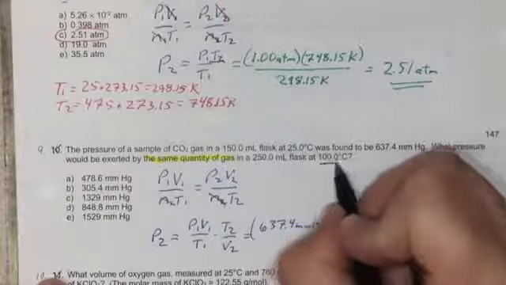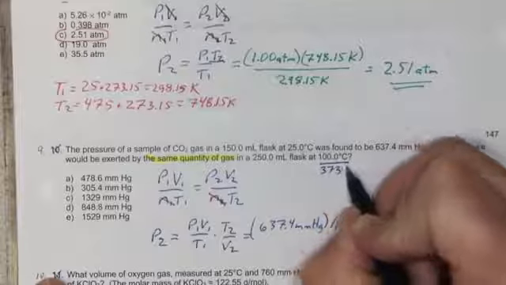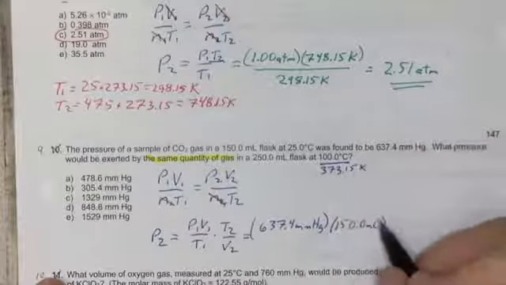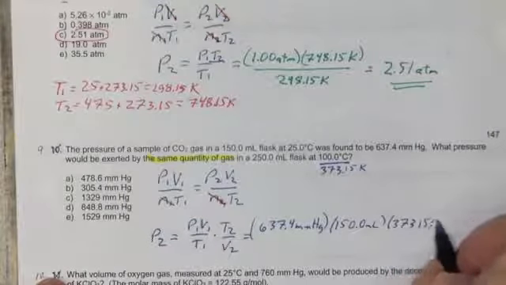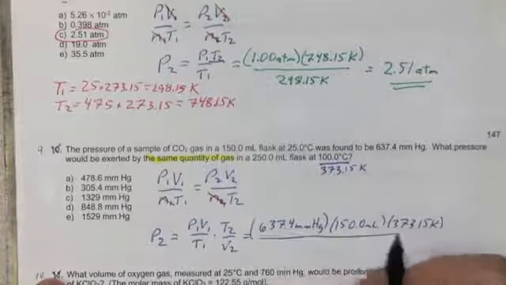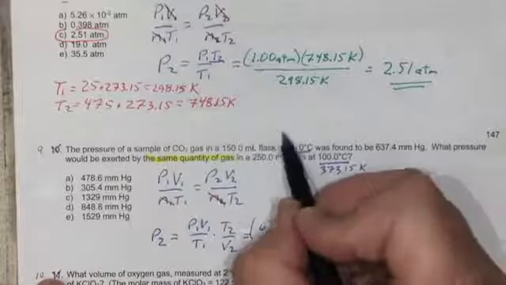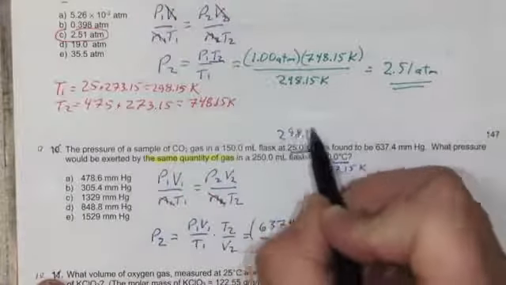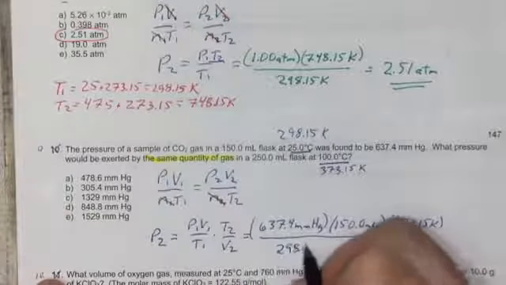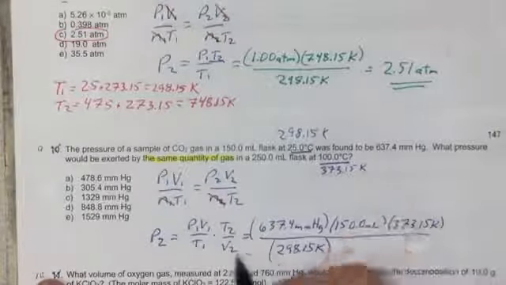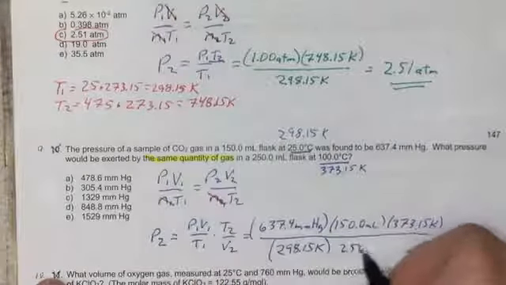Now, what do we always have to do with temperature? We've got to convert it to Kelvin. So this is 373.15 Kelvin. And then we'll divide by the original temperature. The original temperature was 25 degrees C, which is 298.15 Kelvin. And what is the new volume? The new volume will be 250 milliliters.